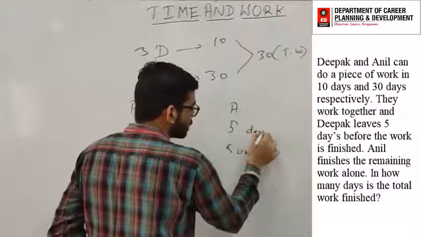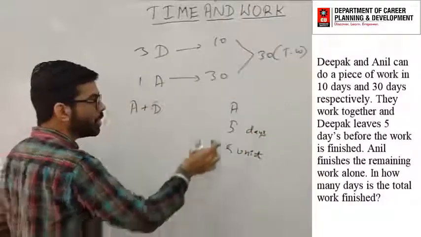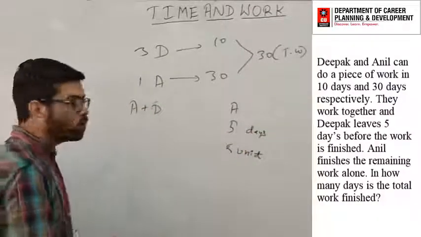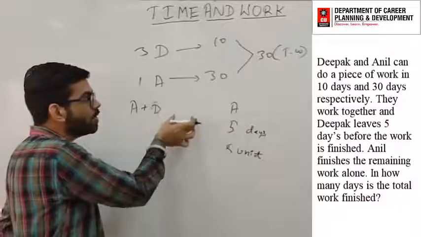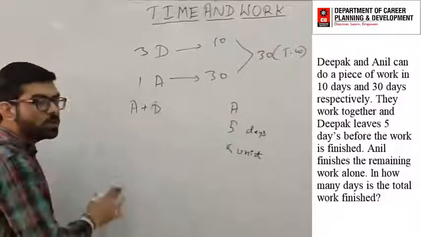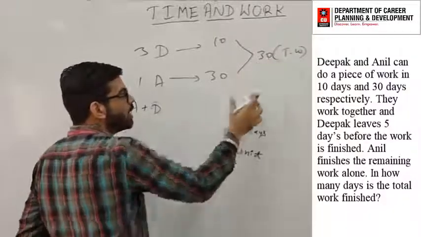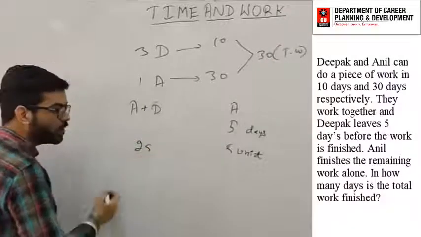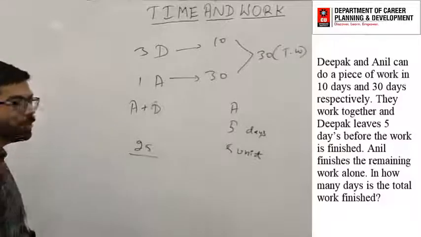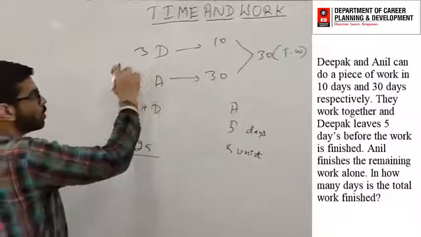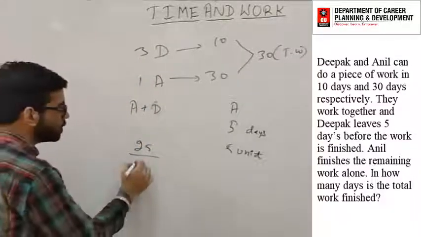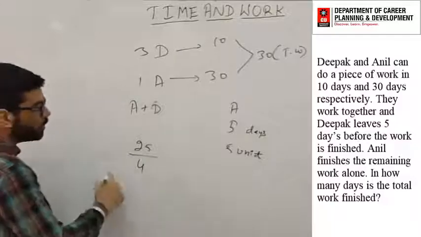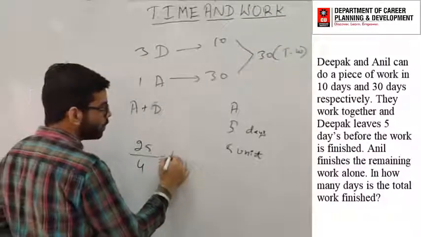5 units of work is completed by A in the last 5 days. So how much work is left? That work left is completed by A and D both. So work left was 30 minus 5, 25 units of work left, divided by their combined efficiency. Combined efficiency comes out to be 3 plus 1, which is 4. So from here 25 divided by 4, the value comes out to be 6.